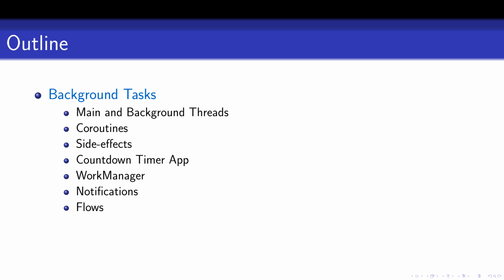Let's begin with an overview of what we'll cover. First, we'll talk about background tasks and why they're necessary. Then we'll explore the difference between main and background threads and move into Kotlin Coroutines, which are essential for concurrency in modern Android development. We'll discuss side effects and how to manage them with LaunchedEffect. From there, we'll walk through the Countdown Timer app, demonstrating background processing in action. After that, we'll learn about WorkManager and how it enables scheduled background tasks. Then we'll wrap up with how Android uses notifications and how Kotlin Flows and StateFlow help manage asynchronous data streams in the UI.